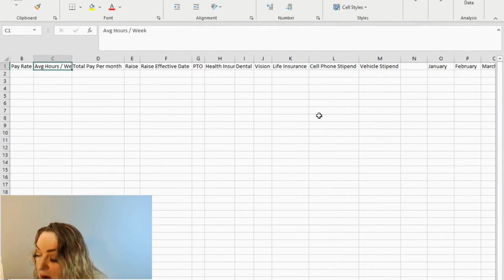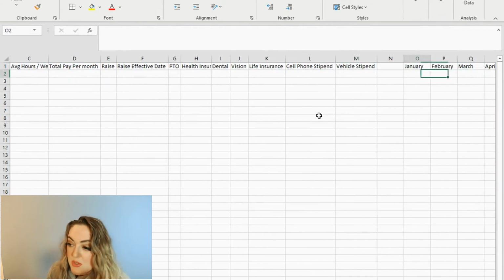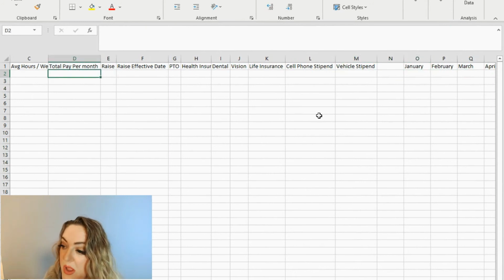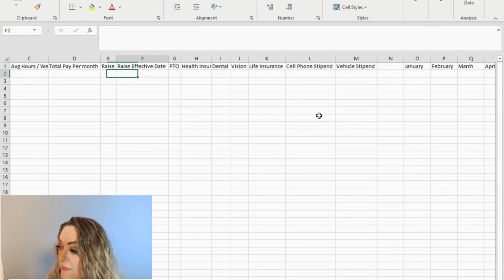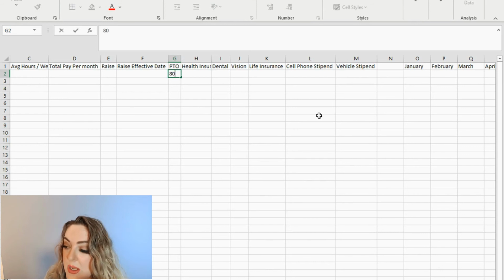So then in here, you would actually calculate the total cost of this employee for that month. So again, this is where you could, instead of doing total pay per month, do total pay per pay period and then calculate how many pay periods over here. So this column here should include their salary, their wages, plus you want to take into effect any raise and when it's going to take effect.